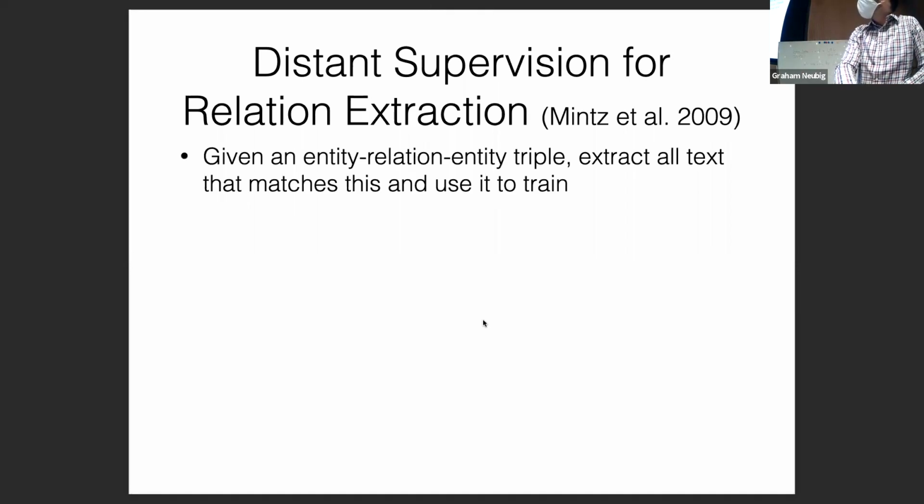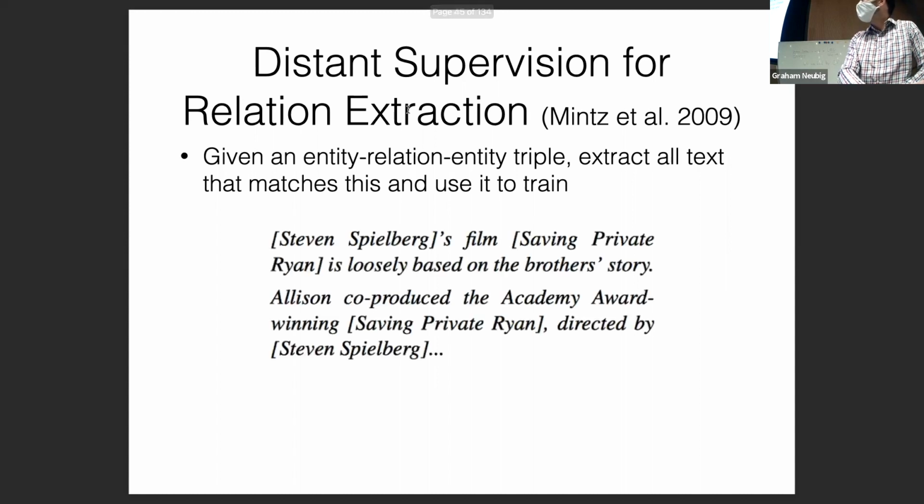And so the most common way to do this is to start out with a knowledge base that has a whole bunch of these relationships, like Wikidata, and use distant supervision or weak supervision. And what we do basically is we find examples of the entity and the other entity, and we look up a whole bunch of sentences that include both of these.